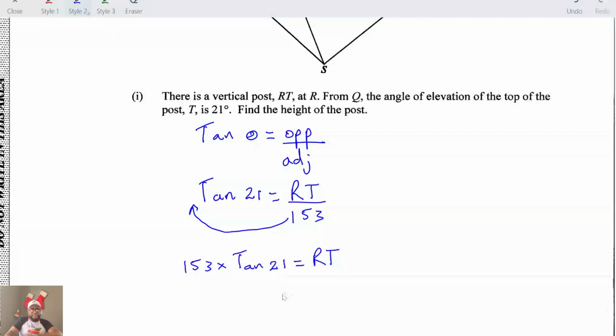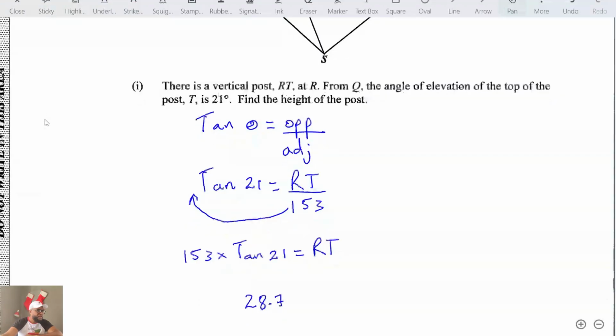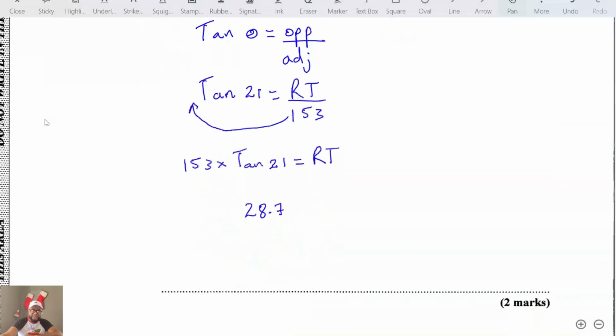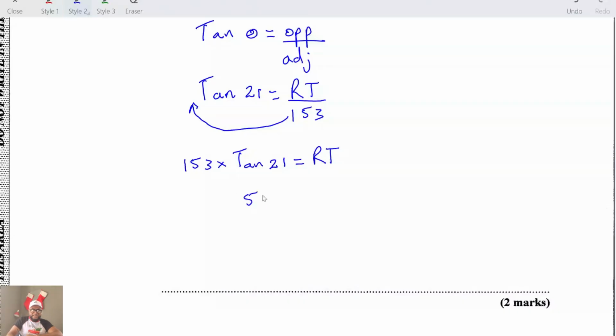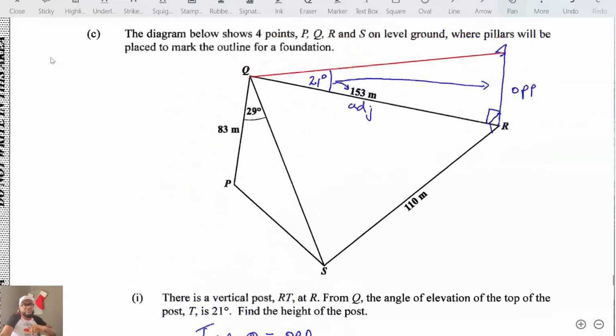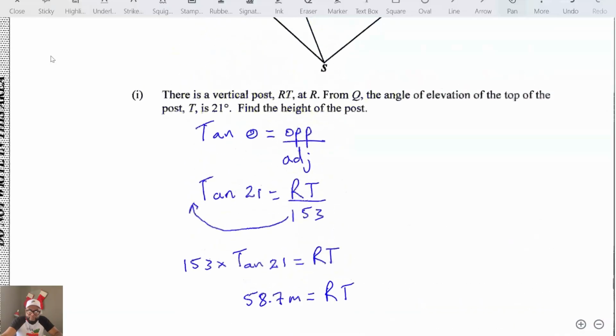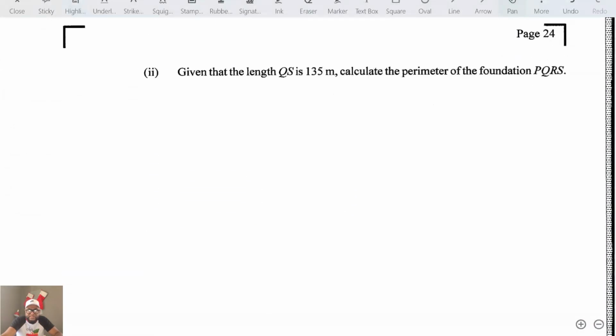58.7. Proper. Somebody had a second answer, 28.7? Is that the side we're trying to find? It's 58.73. Round to one decimal place, so it'll be 58.7 meters. That is what RT is. Everybody good there? That's all they want, the height of the post.